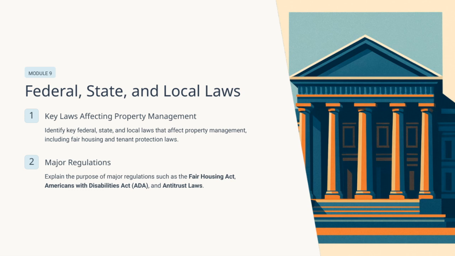Then there's the Americans with Disabilities Act, which requires us to make reasonable accommodations and ensure that properties are accessible to individuals with disabilities. This law emphasizes inclusion and non-discrimination. Antitrust laws, on the other hand, focus on promoting healthy competition and preventing unfair practices that could harm consumers or other businesses. Together, these regulations form a foundation that guides our responsibilities and helps us create fair, accessible, and competitive housing environments. They're not just rules to follow, they're essential to maintaining integrity and trust in property management.